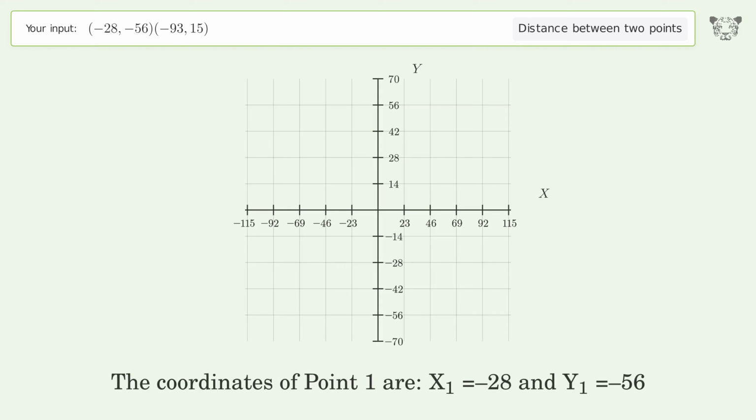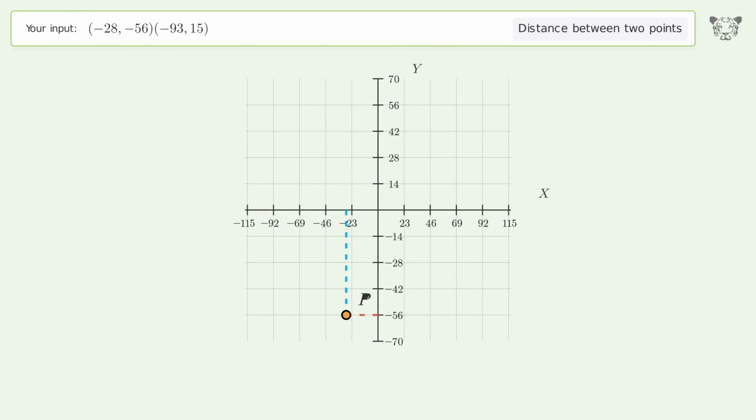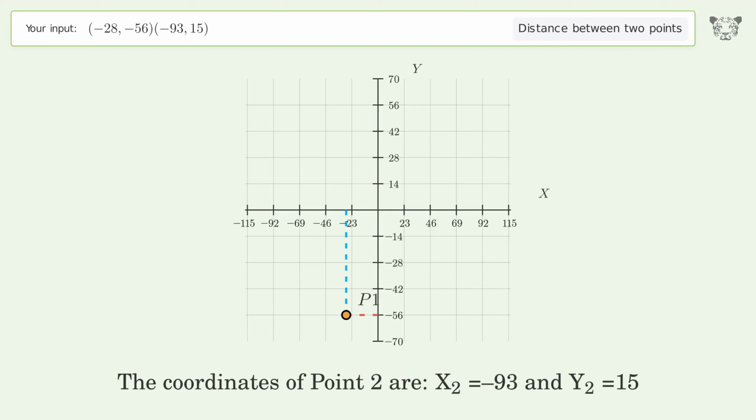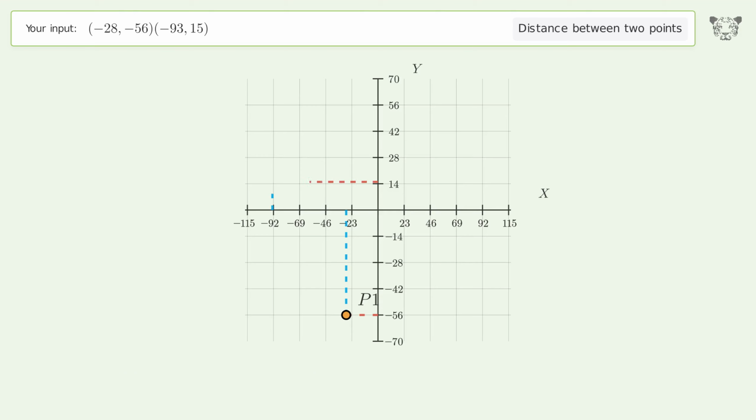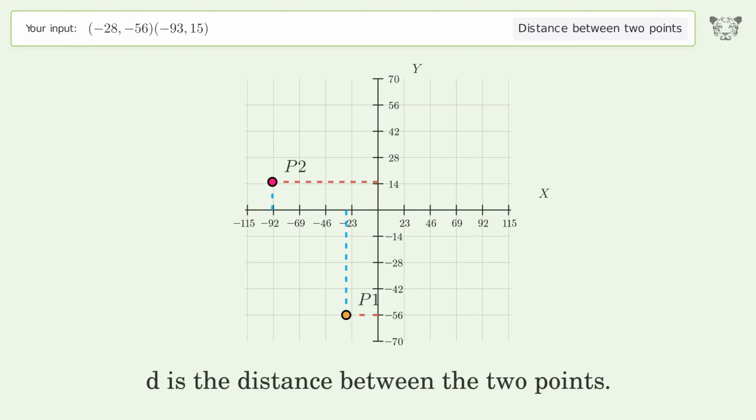The coordinates of point 1 are x1 equals -28 and y1 equals -56. The coordinates of point 2 are x2 equals -93 and y2 equals 15. D is the distance between the 2 points.